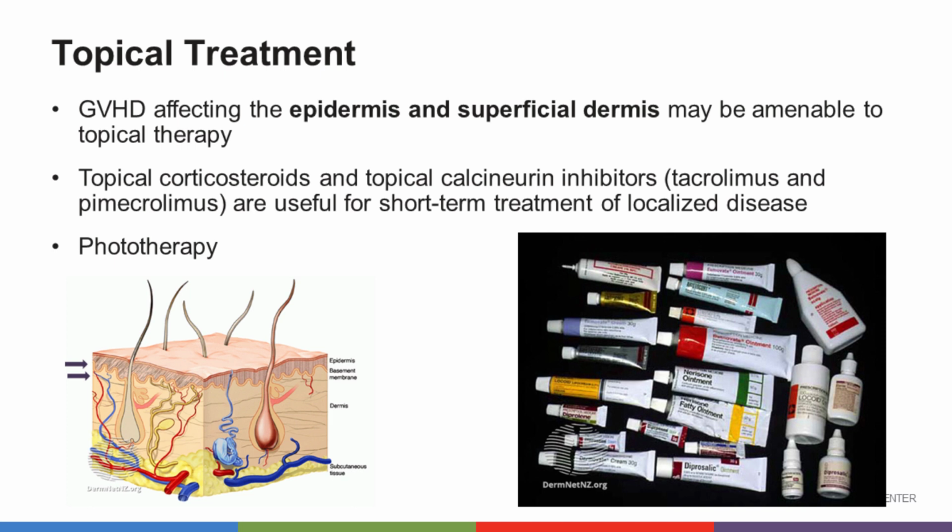They make it in a cream, and there's a close relative of it called pimecrolimus that's sometimes used and that can be useful for short-term treatment of localized disease. I'm not going to talk about topical ruxolitinib. There are the new JAK inhibitors that have come out for atopic dermatitis that are also being studied now for chronic graft-versus-host disease.